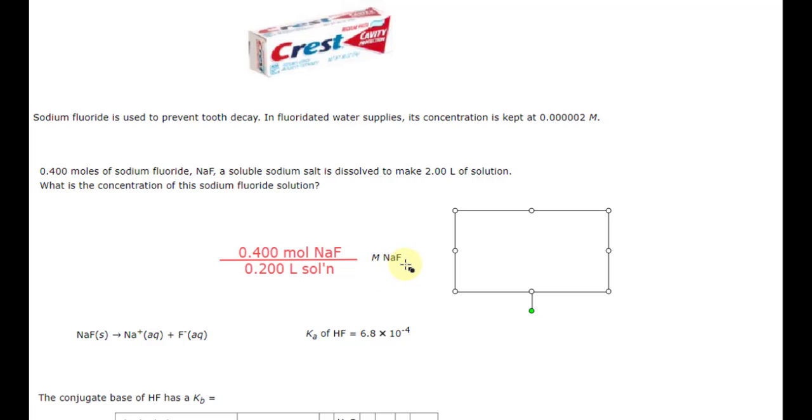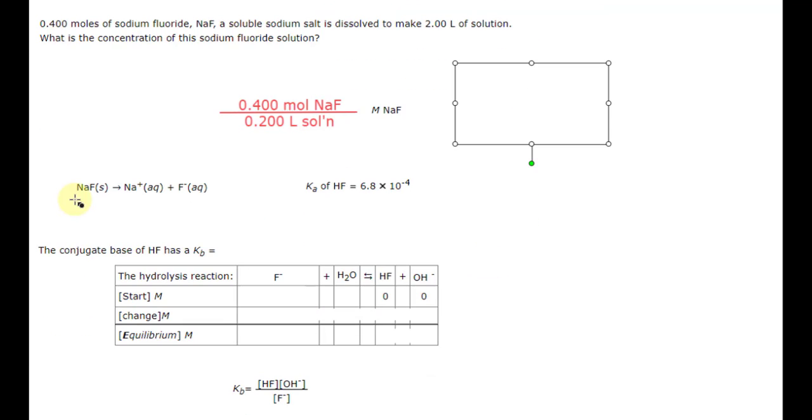Now, this stuff dissolves completely. It's sodium fluoride here, as you can see. All sodium compounds are soluble, so it breaks up totally into sodium ions and fluoride ions. So your concentration of fluoride ion is going to be 0.2 molar.